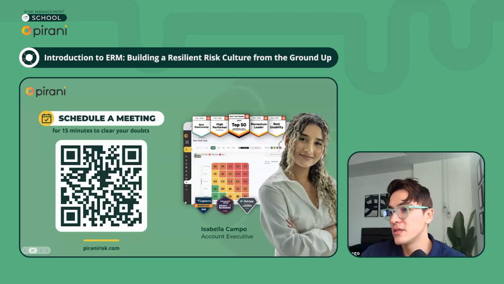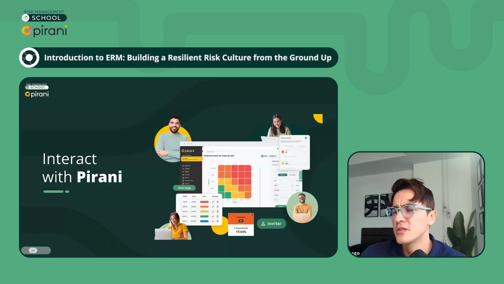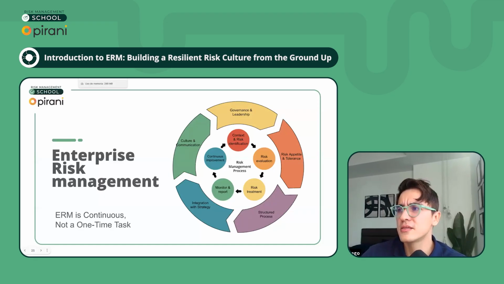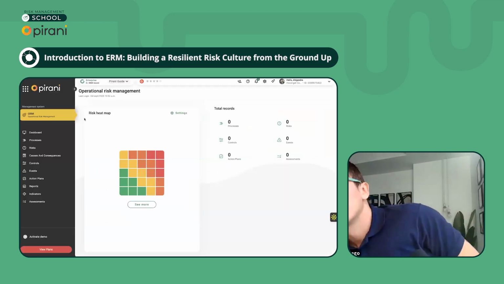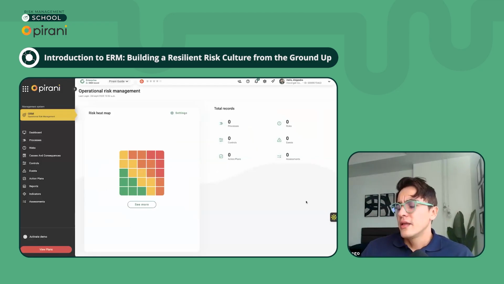Yeah, because I think this is just to book a meeting. So let's do, how can we translate this graphic, this figure, this diagram, in the software? I don't know if some of you are familiar with the software, like the dashboard. Okay, this is from the operational risk management perspective.